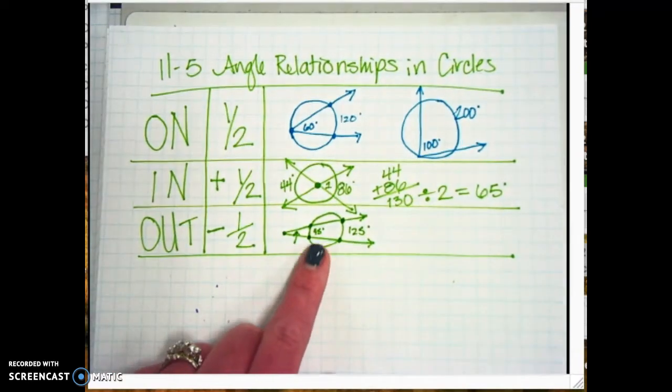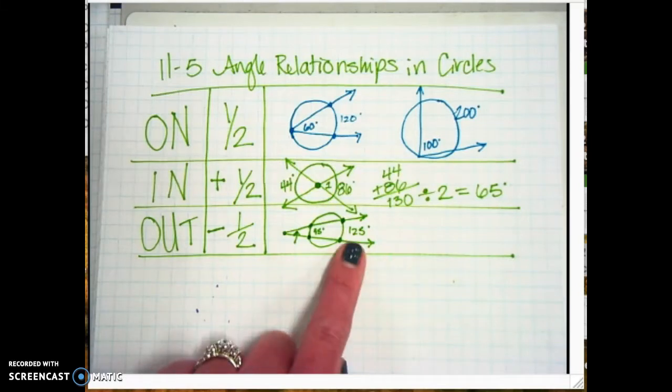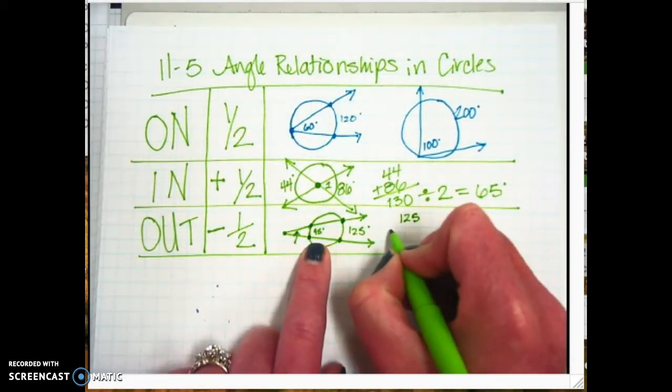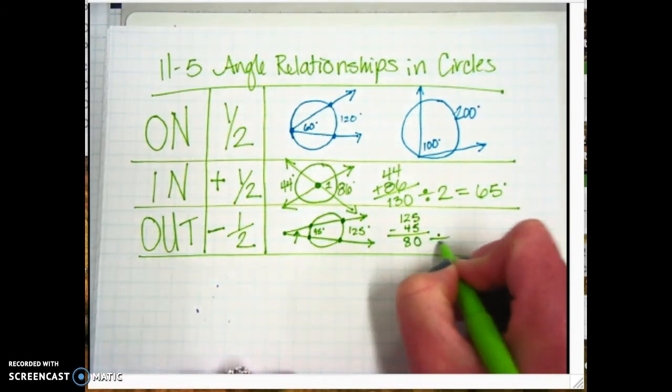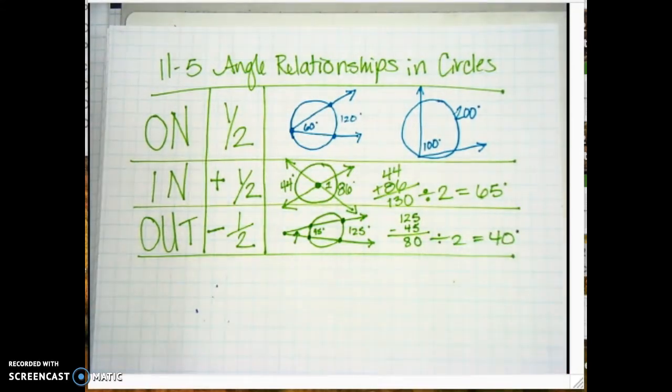You kind of have two options, right? Should I go 45 minus 125? No, that's going to get you a negative number. So make sure you take the larger arc minus the smaller arc. I got 80. Divide that by 2, and you should get 40 degrees.